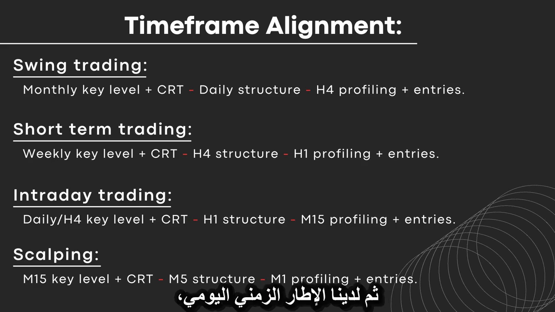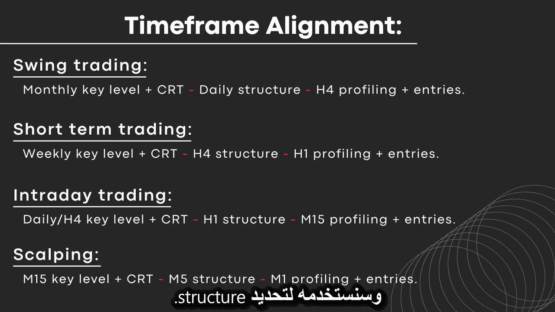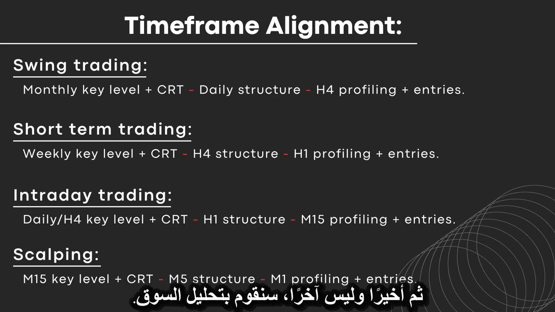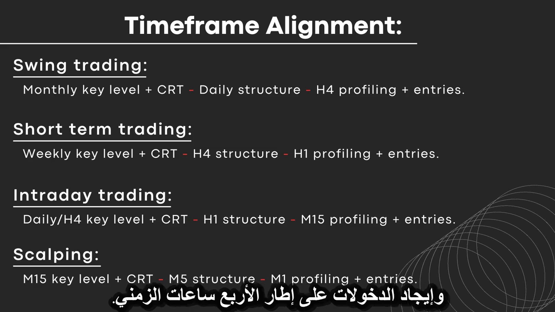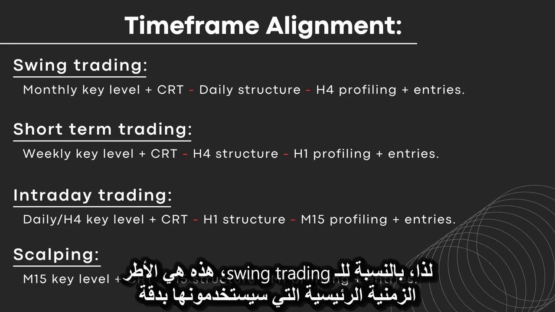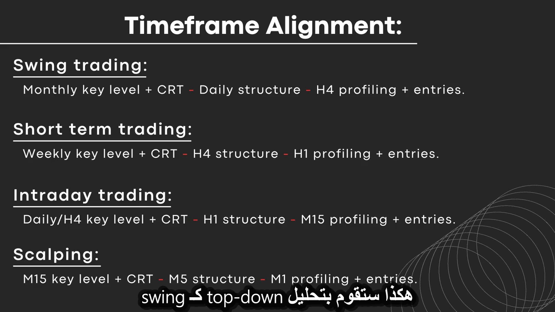And then we've got the daily time frame, which will be our intermediate time frame, and we're going to use it for determining structure and order flow, right, through different concepts. And then last but not least, we'll be profiling the market and finding entries on the 4-hour time frame, which will be our lower time frame for swing trading, right? So for swing trading, these are the main time frames that they'll use to accurately and correctly do a top-down analysis, right? This is how you're going to do your top-down analysis as a swing trader.